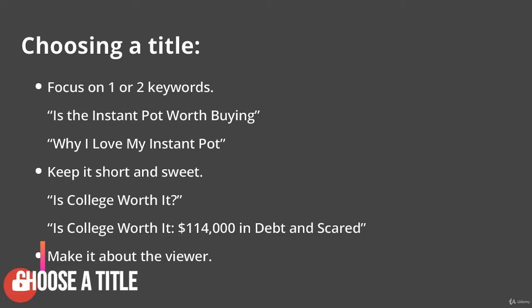Speaking of making things relatable, you might have noticed there's a theme in our examples so far. The bad titles are mostly about ourselves, and the good ones are about the viewer. Is the Instant Pot worth it makes the viewer ask the question themselves. Why I Love My Instant Pot makes it all about you. A Tour of My College is all about you and your college experience. Is college worth it directs that attention back to the viewer.